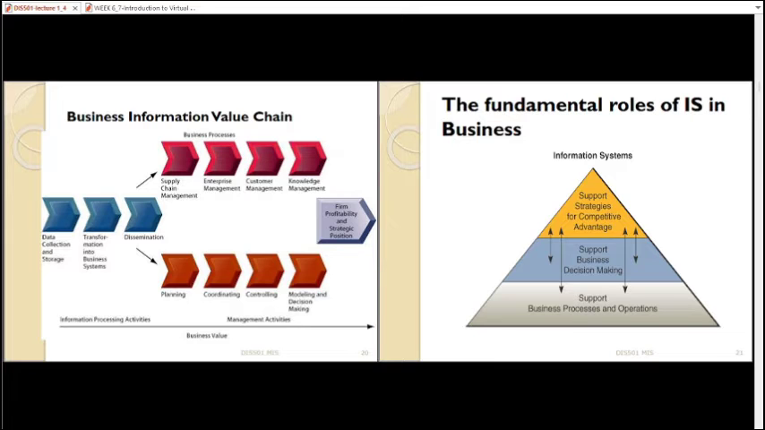Like we have seen, we have the pyramid that I just talked about, where under the lower part of that particular pyramid, we have the operational level. In the middle part, we have the tactical or middle management, and then at the top we have the strategic. Now, if you look at the figure that is shown here at the bottom, you can see we have support, business process, and operations. These are basically operations that are of a routine nature.